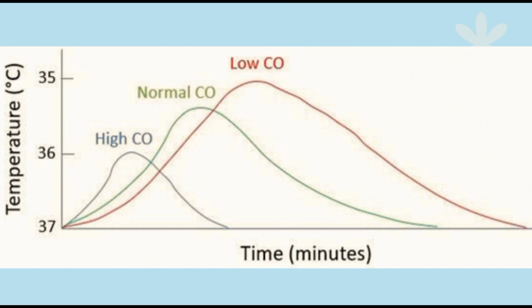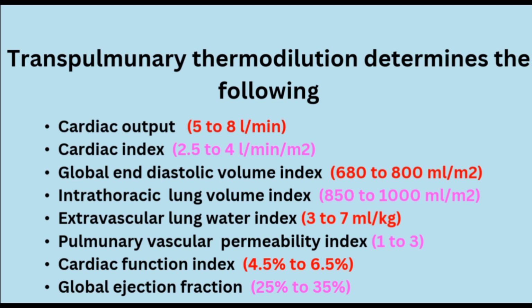This thermodilution method not only determines the cardiac output, but it also determines all these parameters. With each parameter, its normal value is written. You just have to remember these normal ranges to be able to interpret. Cardiac output is the amount of blood ejected by the heart in 1 minute. Its normal value is 5 to 8 liters per minute. When we divide cardiac output by the body surface area, we get cardiac index, and its normal value is 2.5 to 4 liters per minute per meter square.